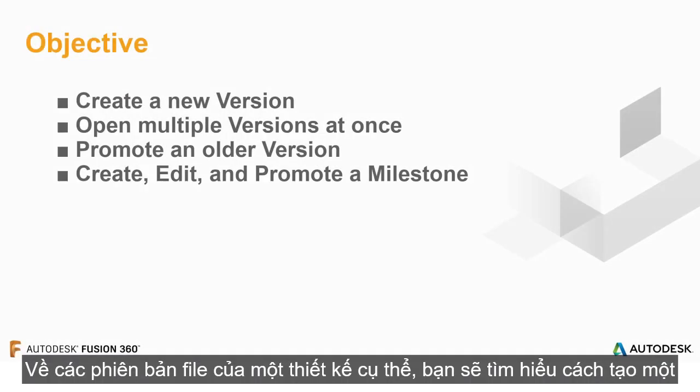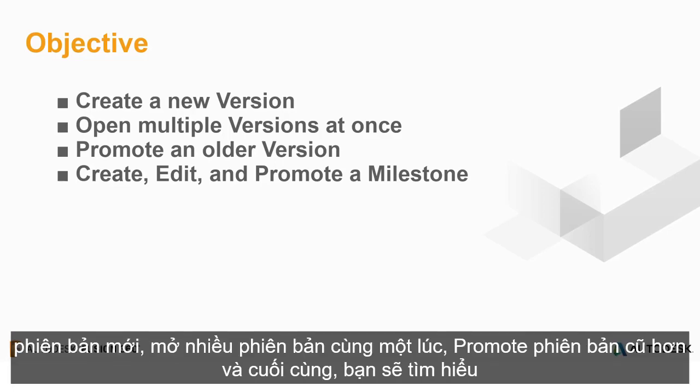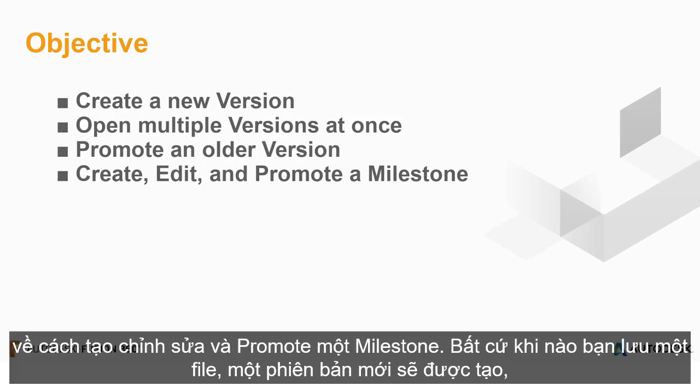In this video, you'll learn about working with file versions of a design. Specifically, you'll learn how to create a new version, open multiple versions at once, promote an older version, and finally, you'll learn about how to create, edit, and promote a milestone.